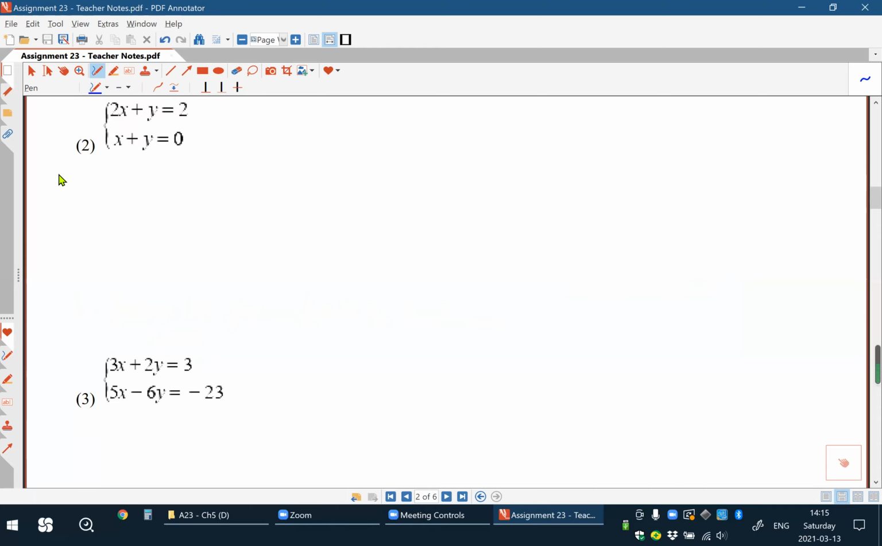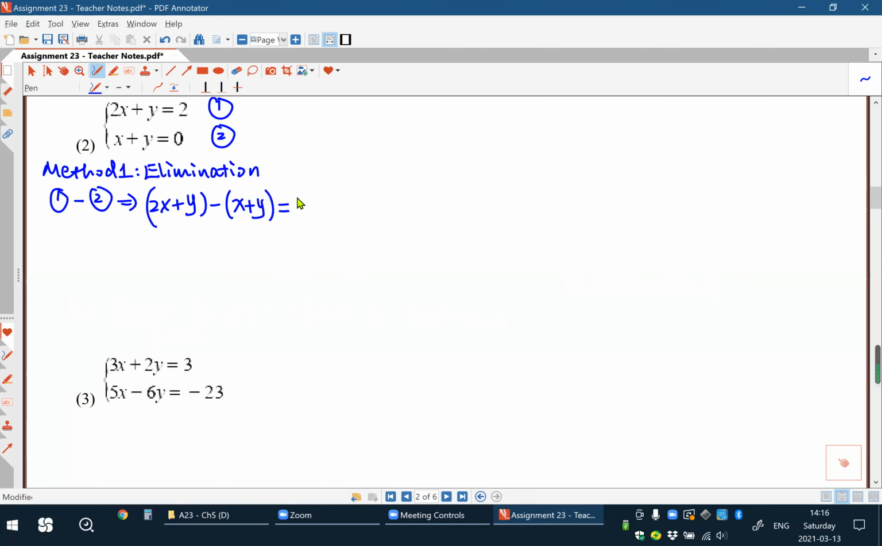Okay, so first, let's use elimination method. This is equation 1 and this is equation 2. To eliminate one of the variables, we can use equation 1 minus equation 2, right? And this will give you 2x plus y minus x plus y equals 2 minus 0, right? Left hand side minus left hand side, right hand side subtracted by right hand side. And then this will give you x equals 2, right? Okay, so let's label this with number 3.